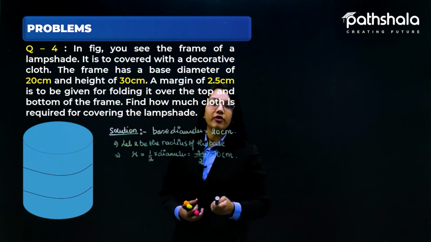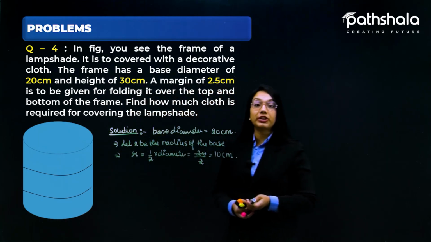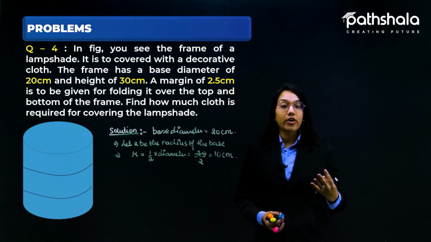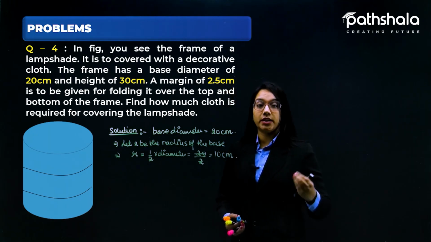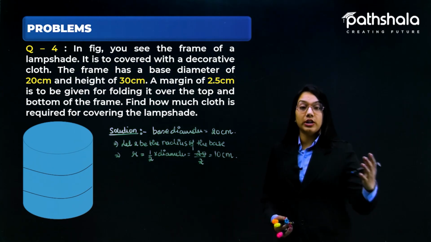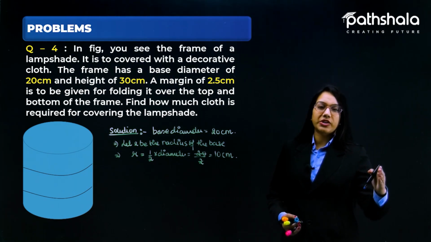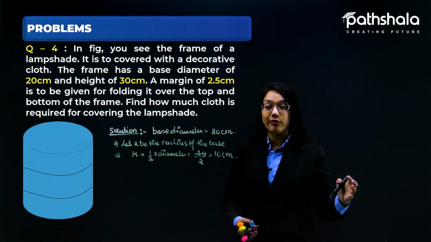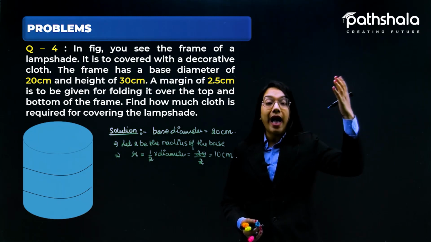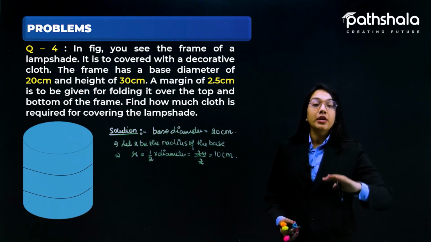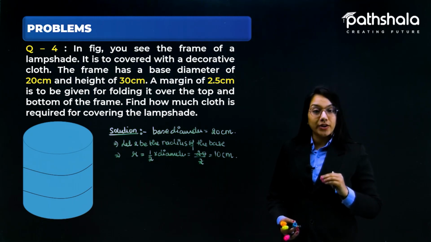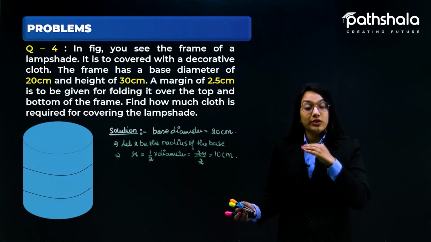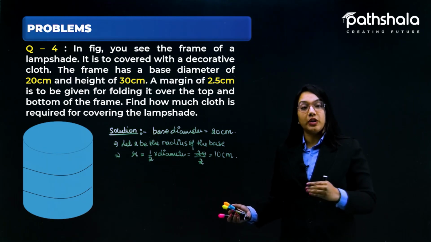Now let's move on further, and it says it has a height of 30 centimeter. So it means that we have a height of this particular frame as 30 centimeter. But the question says further, a margin of 2.5 centimeter is to be given for folding it over the top and the bottom of the frame. So the margins would also get added with the height. So that would be the total height of this particular lamp.